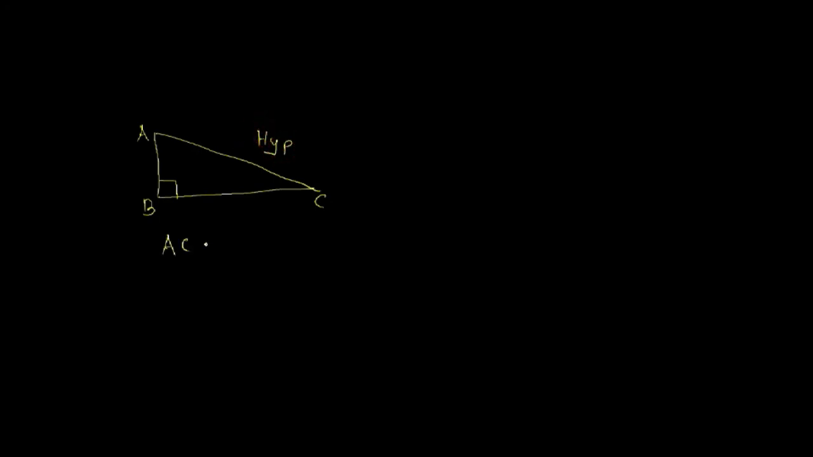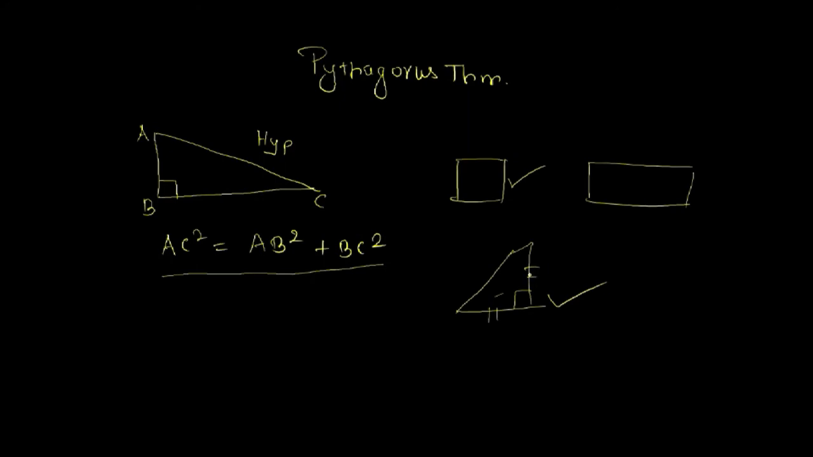So we are very well aware that according to the Pythagoras theorem, AC square is equal to AB square plus BC square. So just remember this particular Pythagoras theorem, because we are going to use it in problem solving in certain cases. Now let's move to the next concept.